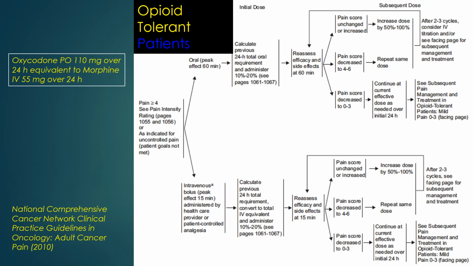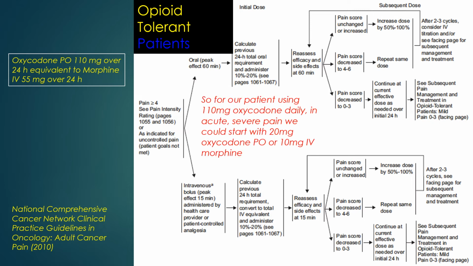This is the National Comprehensive Cancer Network Clinical Practice Guidelines in Oncology for Adult Cancer Pain for opioid-tolerant patients. We use a similar idea as for opioid-naive patients, but the initial opioid dose depends on the patient's 24-hour use. We continue the basal pain meds. So for our patient using 110 milligrams of oxycodone daily in acute severe pain, we could start with 20 milligrams of oxycodone PO or 10 milligrams of IV morphine.